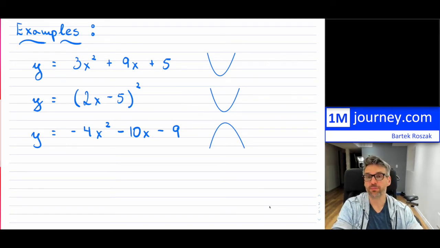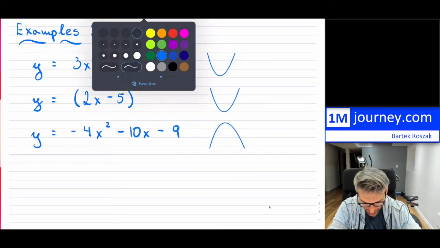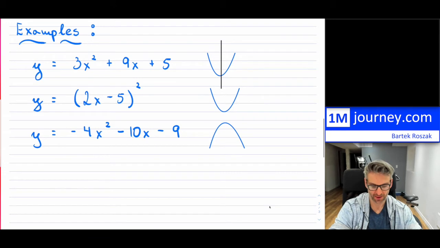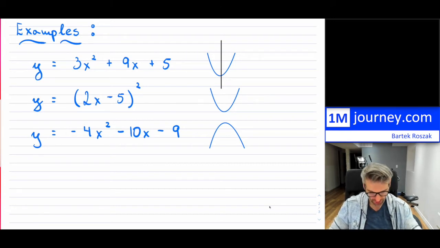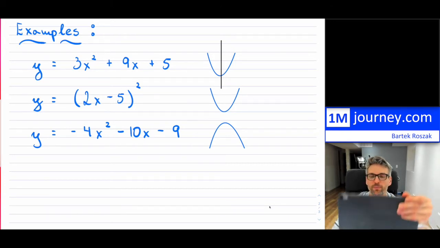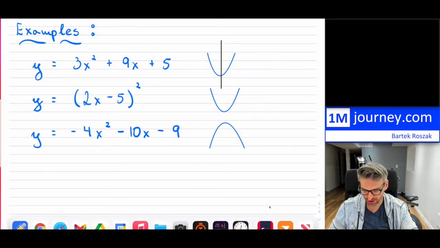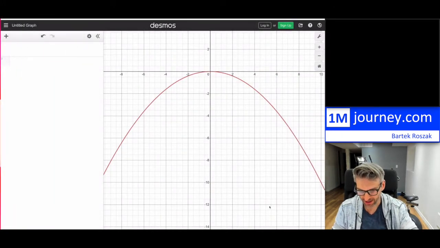Now, we want to be able to find the symmetry line. Where is the symmetry line in between here? What I mean by symmetry line is this line that goes through the middle and cuts it so that it looks symmetrical to us. Now, this is very hard to see here because I just drew it by hand. But let's take one of these. So I'm going to take the first one, the 3x squared plus 9x plus 5. And I'm going to graph it back up again.